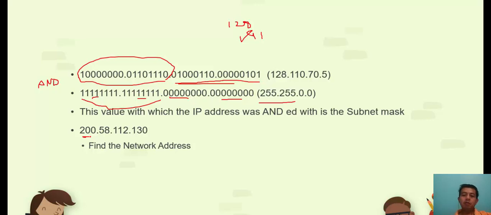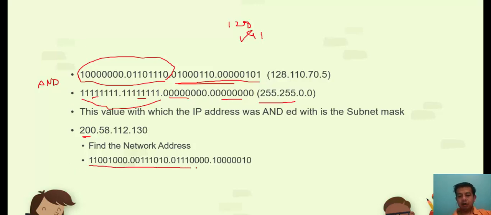So how will you find the network part? How will you mask the network part? So again, I convert it into the binary form. Now again, you have to do the same, but in this case I know that 3 octets are used for the networking part, and 1 octet is used for the host part.